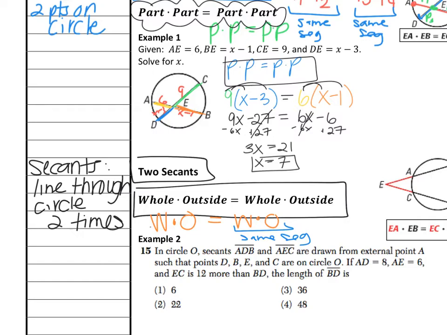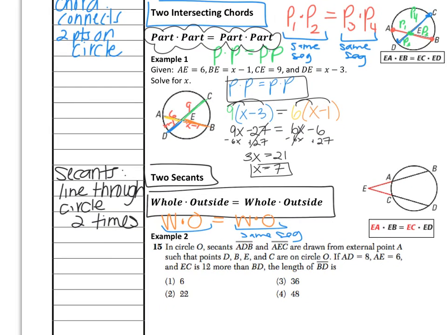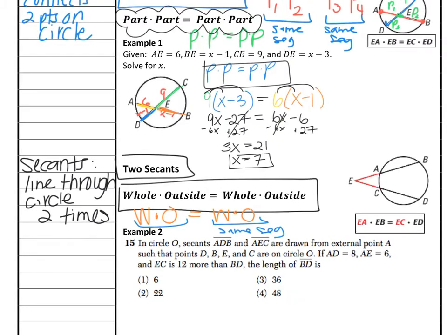And again here. Okay, so if we look at this picture, we have a whole secant, so that's the first whole, and it will be multiplied by the part of the secant that is outside of the circle. So this is my O. Then I have this whole, and it will be multiplied by the part that's on the outside of the circle, O. So we've got this problem that came from a Regents exam.